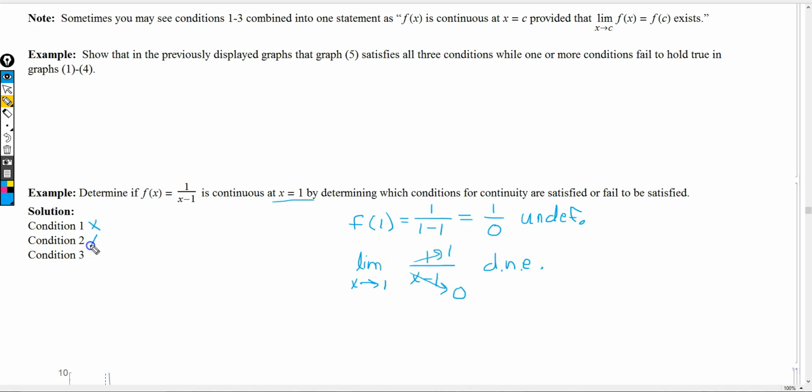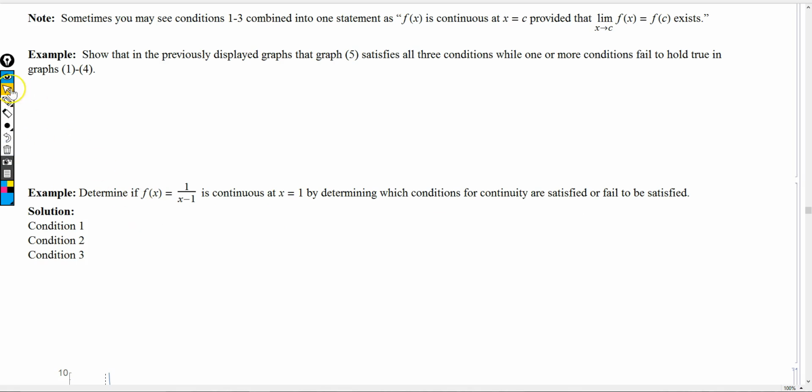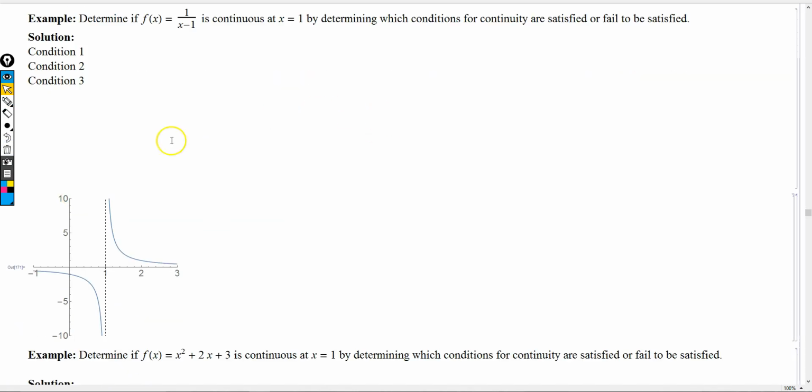So number 2 is not satisfied, and then number 3 can't be satisfied because f of 1 is undefined and the limit does not exist as well. So this function is definitely not continuous at x equaling 1. Here's what its graph looks like. Okay, obviously with this graph I cannot draw the graph without picking up my pencil like that.